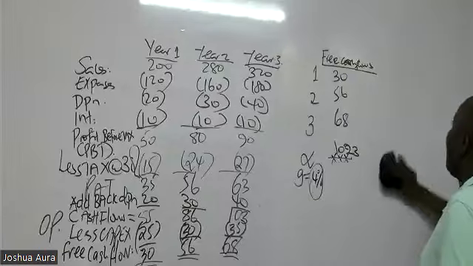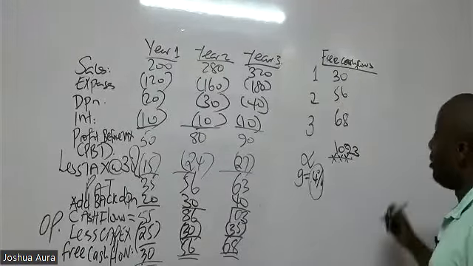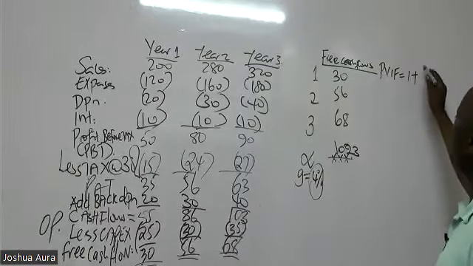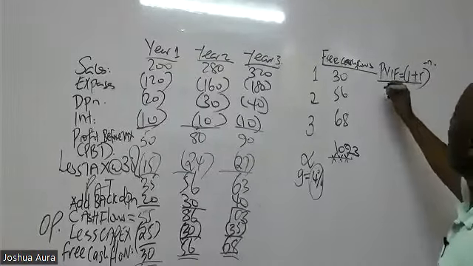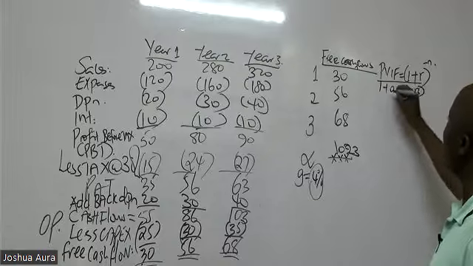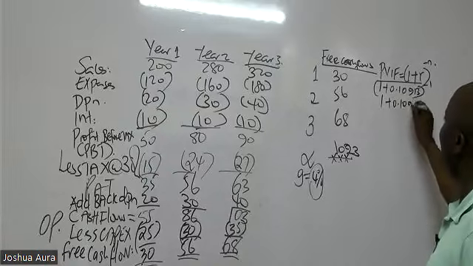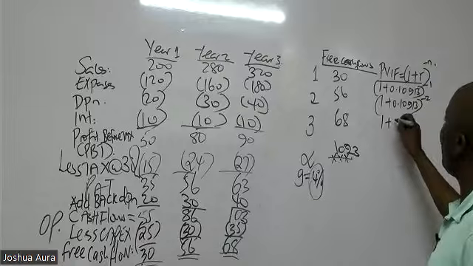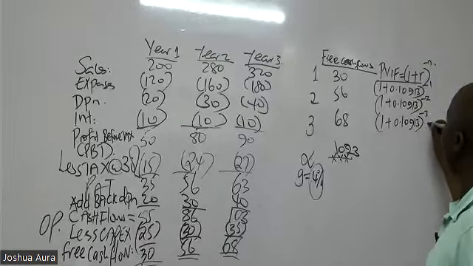Create a column up here for PVIF, the present value interest factor, which is (1 plus R) raised to negative N. So PVIF here will be 1 plus 0.10913 raised to minus 1, 1 plus 0.10913 raised to minus 2, and 1 plus 0.10913 raised to minus 3.